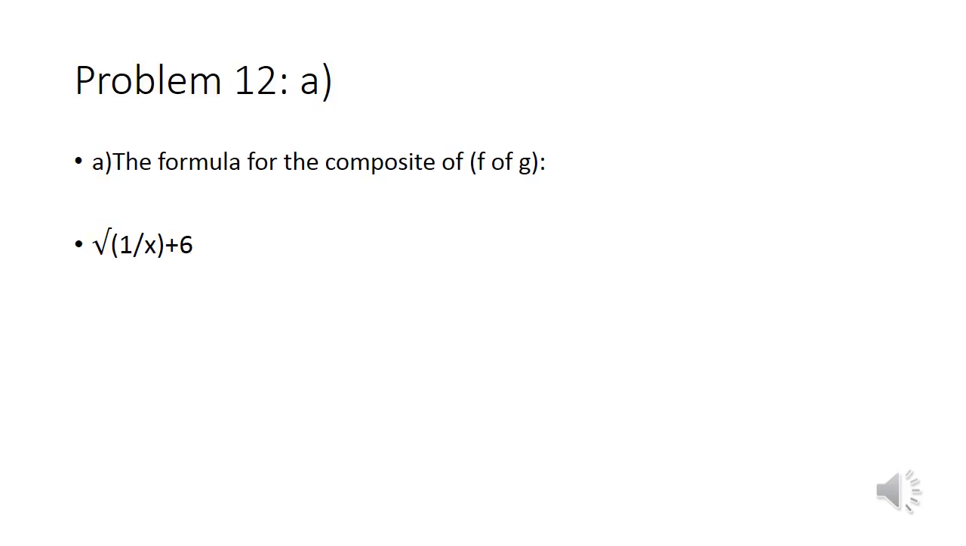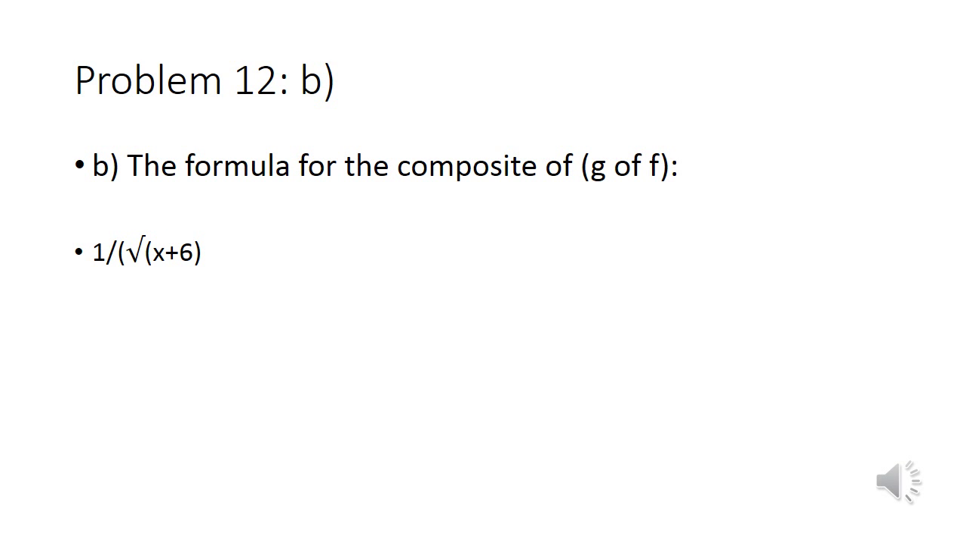Problem 12a. The formula for the composite of f of g is the square root of 1 over x plus 6, simply because all you have to do is take the x value that's in f of x and replace it with the initial value of g of x. So a simple plug-in will get you this response. Simple and sweet.